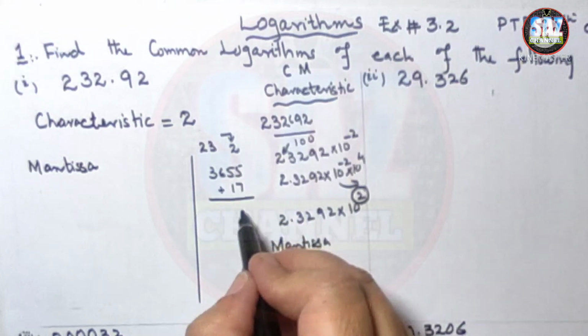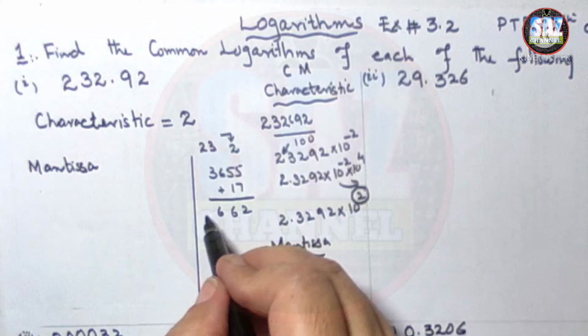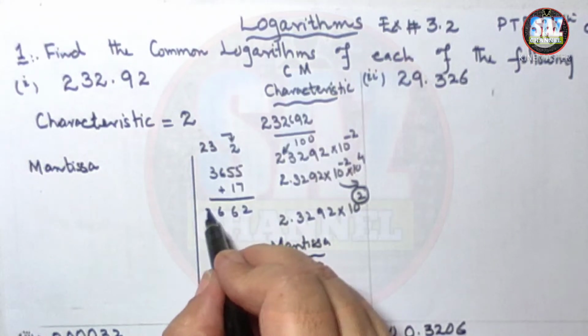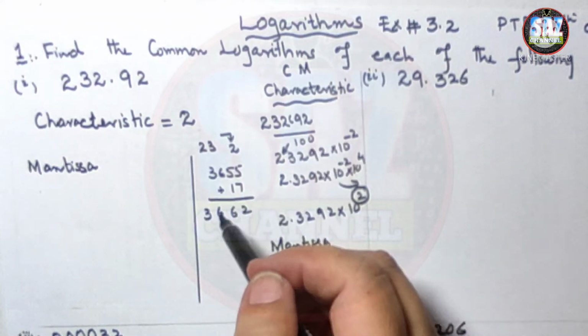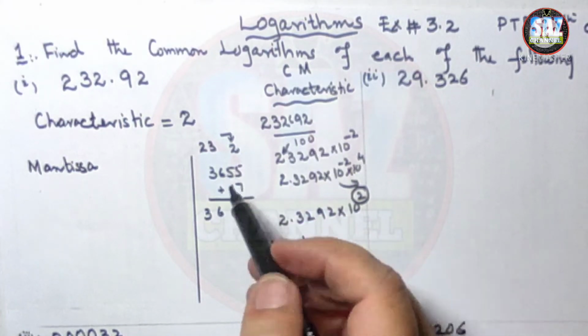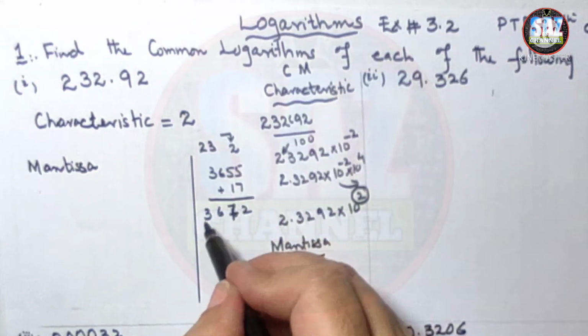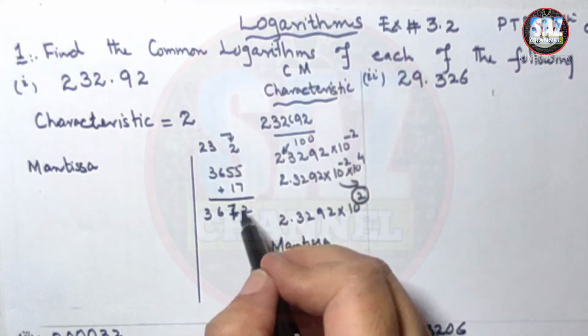7 and 5 is 12, 5 and 1 is 6, 6 and 1 is 7, and then 3, 6, and then again 3. Okay, 3, 6. 7 and 5 is 12, 5 plus 1 is 6, and 1 is 7, 7, 6, 3672.